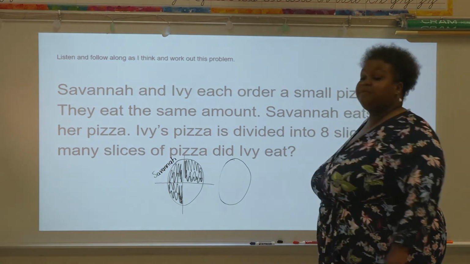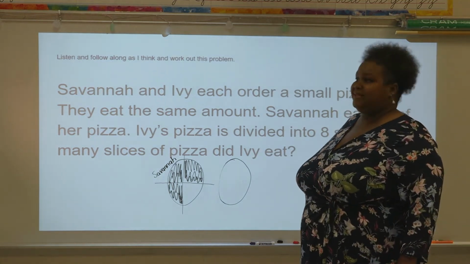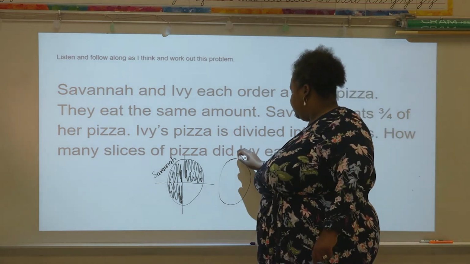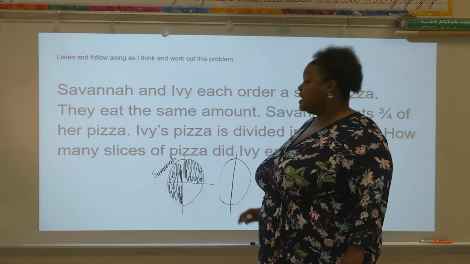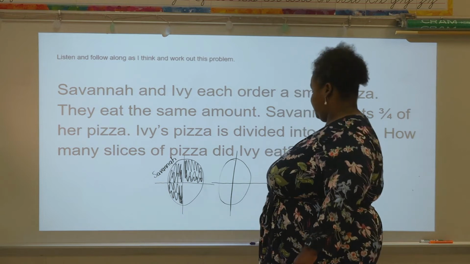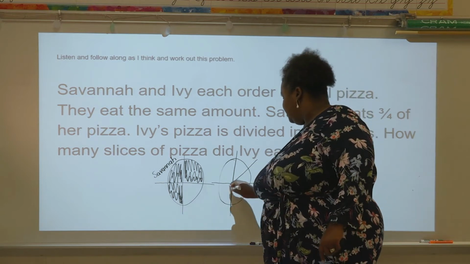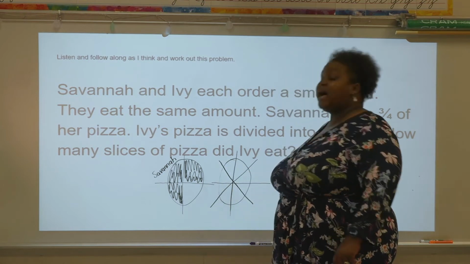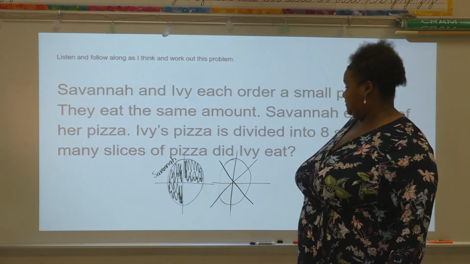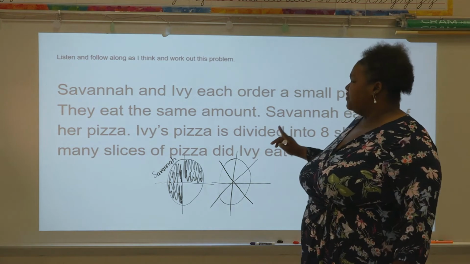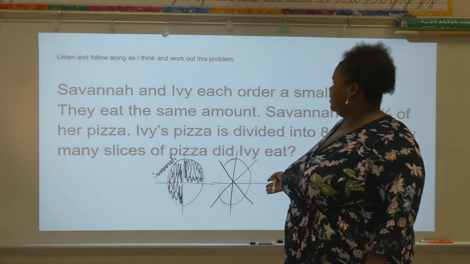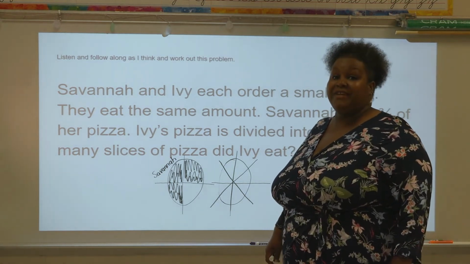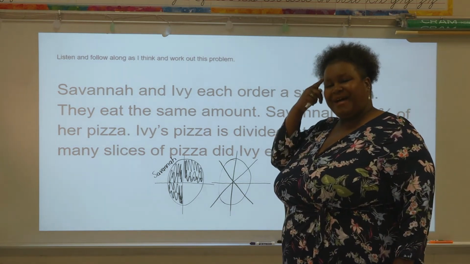Now, Ivy's pizza is divided into 8 slices. All right, I need to make it into 8s. I'm going to do half. Now, 1/4. All right, let's do one diagonal line and one more diagonal line. Now I have 8s. Now I want them to eat the same amount. So how many of the 8s should I fill in? Do your thinking time.